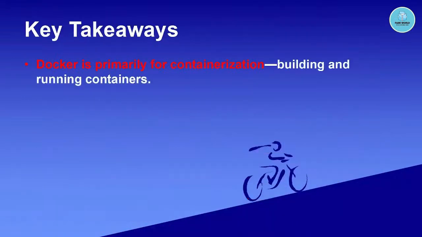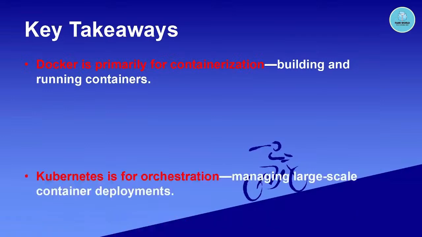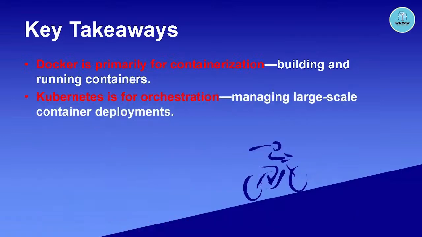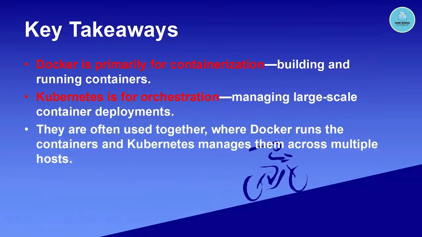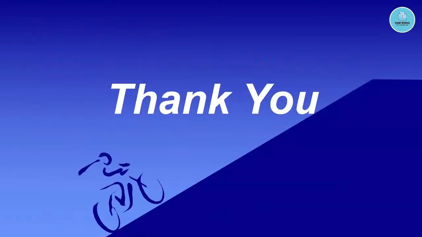So simply, Docker is primarily for containerization, building and running containers. Kubernetes is for orchestration, managing large scale container deployments. They are used together, where Docker runs the containers and Kubernetes manages them across multiple hosts. So I hope the comparative study between Docker and Kubernetes must be clear now. If you have any query, you can definitely ask.